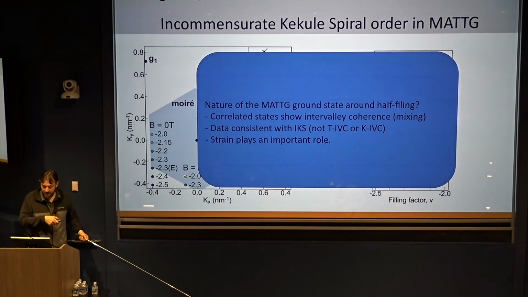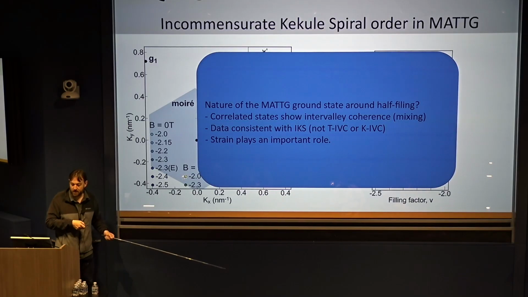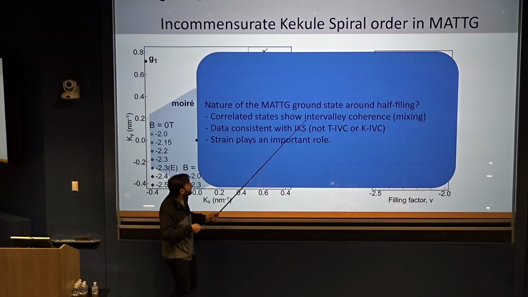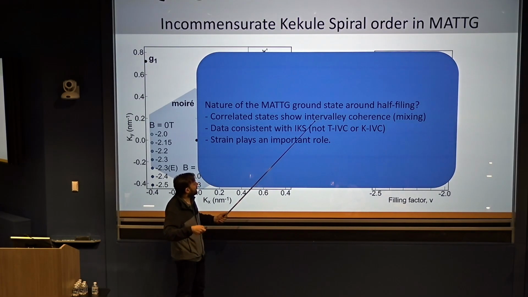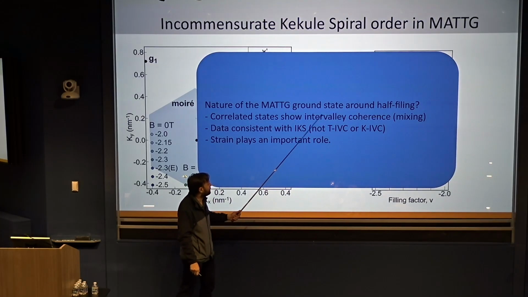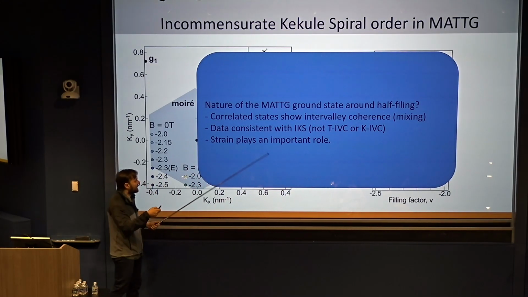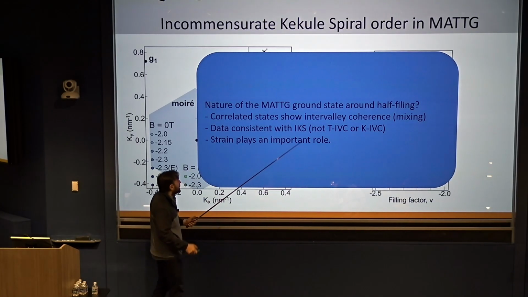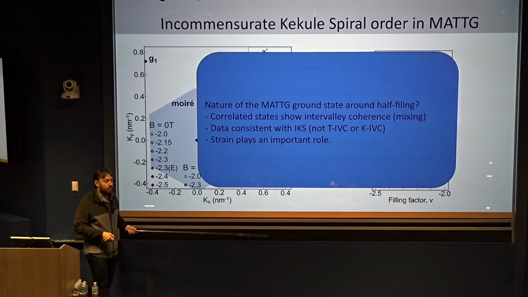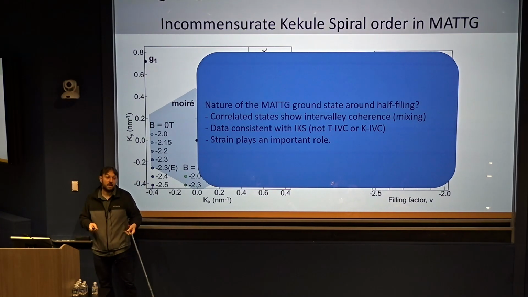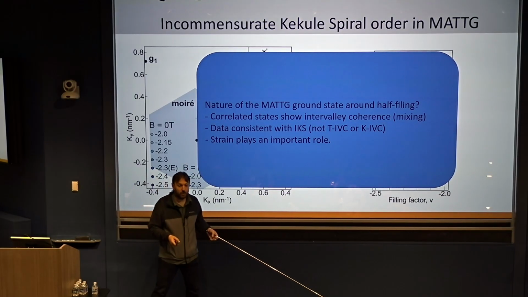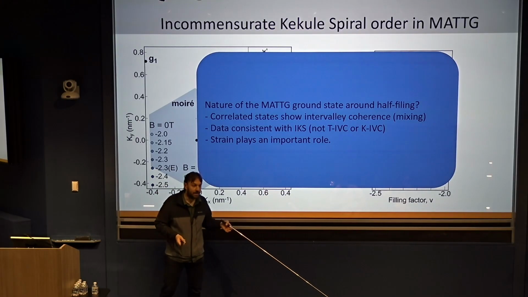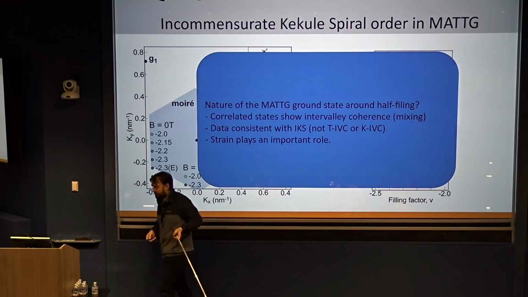So if I just summarize this part of the talk, both the regions where we saw superconductors and insulators previously show this kind of intervalley coherence, some kind of scattering there. The data is consistent with this kind of IKS, and as I mentioned, strain plays an important role, because theory calculations say that this incommensurate Kekulé spiral would only occur when you have a finite strain, and if you have zero strain, some other ground state might be at lower energy, okay?